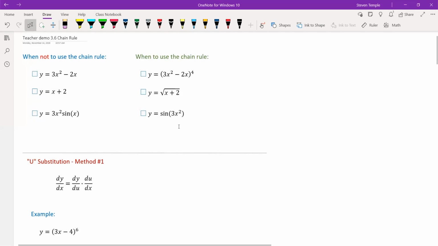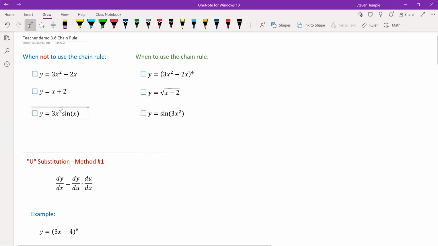So what makes a chain rule? When you have a composition of functions. For example, the first one up here, I have this inside function, the 3x squared minus 2x. That whole thing is being raised to the fourth power. The second one is x plus 2. That's the inside, and what's outside is the square root. And then finally, the trig function. Inside the trig function is this 3x squared. The outside function is sine.